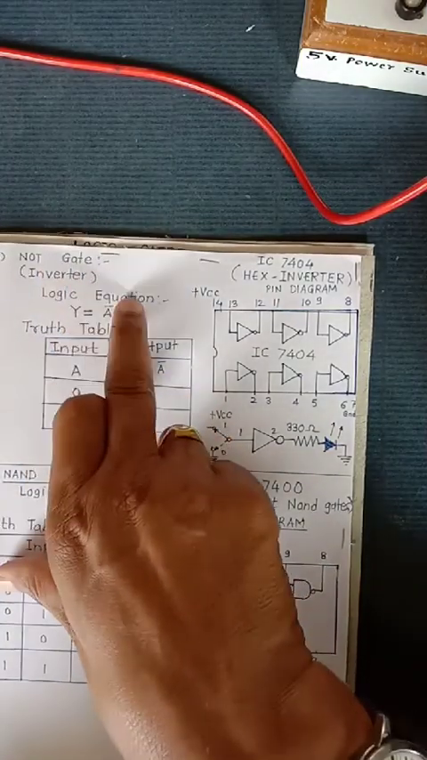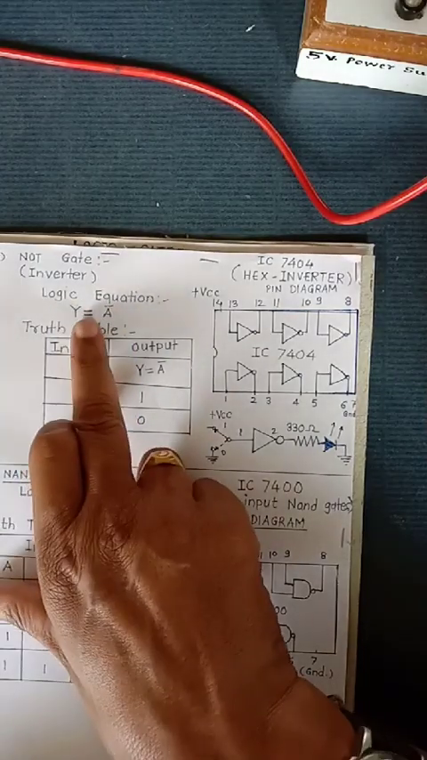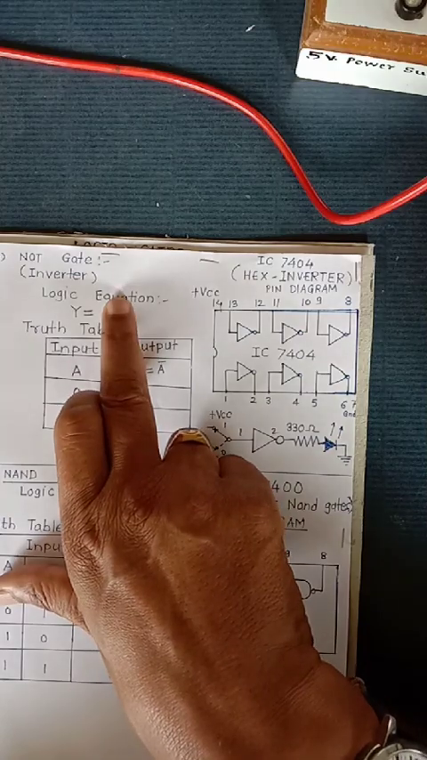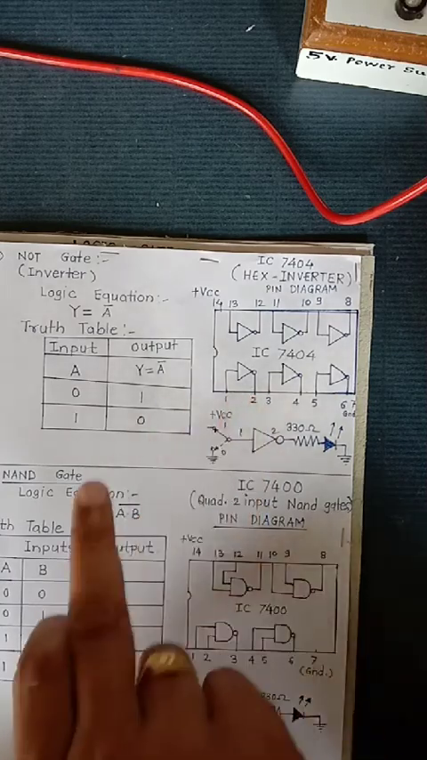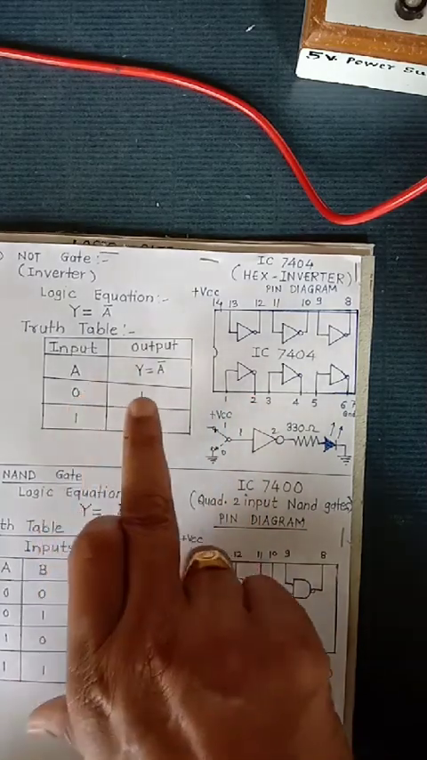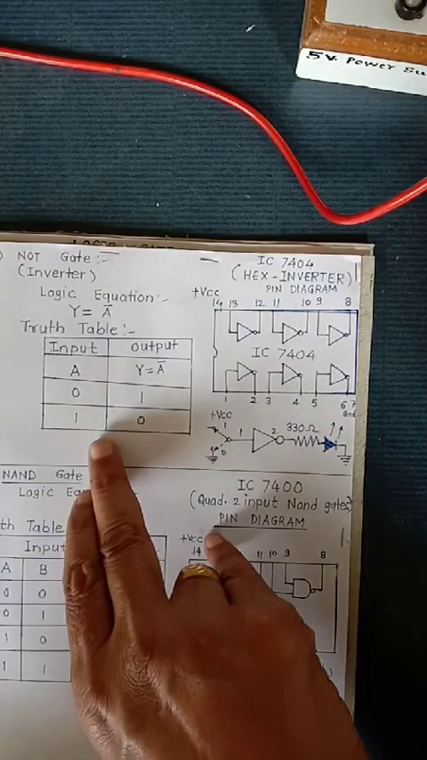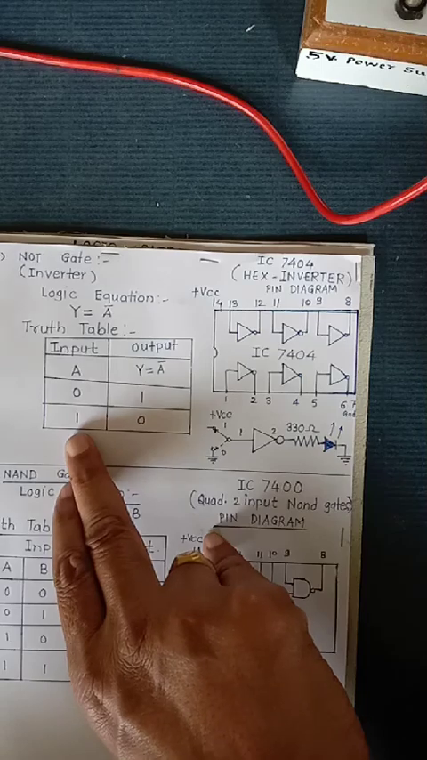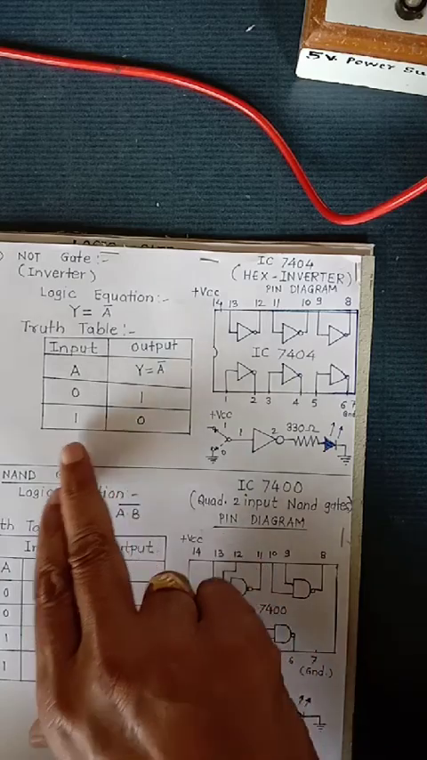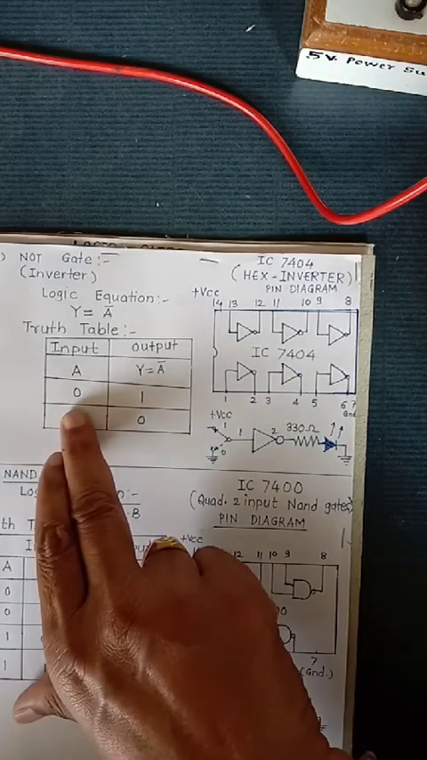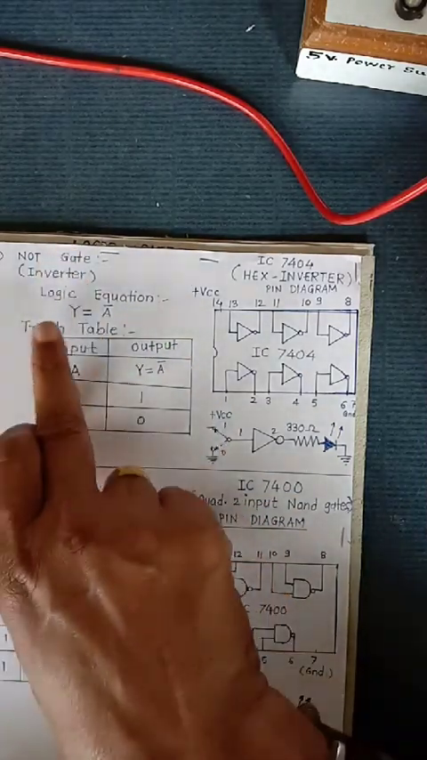So the logic equation for the NOT gate is Y equals A bar, or complement of A. That is, when the input is low, the output is opposite to that of the input. So when the input is low, the output is high. So it inverts the input. Now if the input is high or 1, then the output is low. So for input 1, output is 0. If input is 0, output is 1. Okay. So this is the truth table of the NOT gate or inverter.